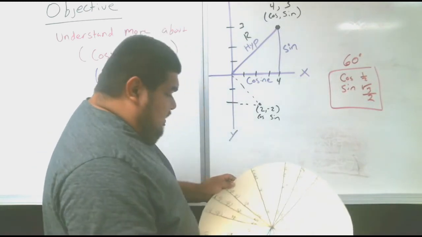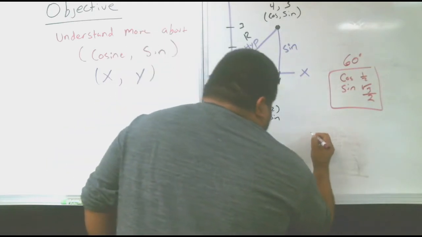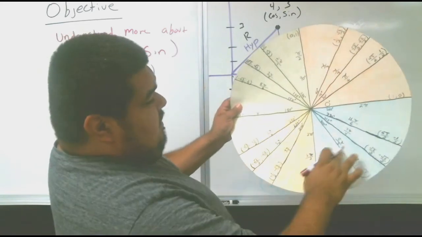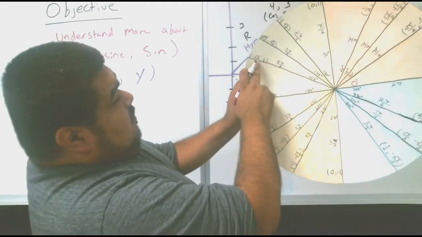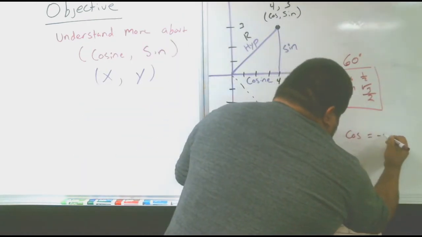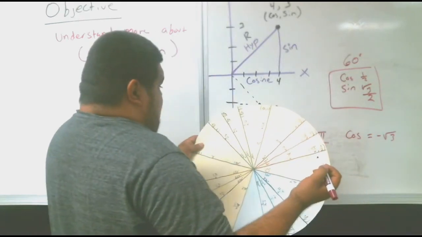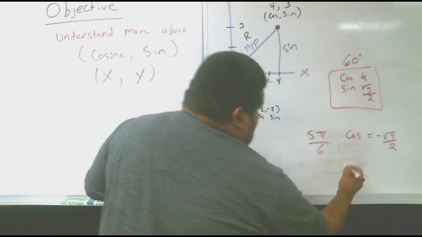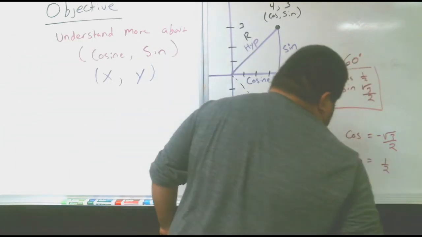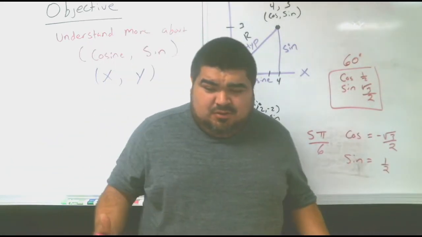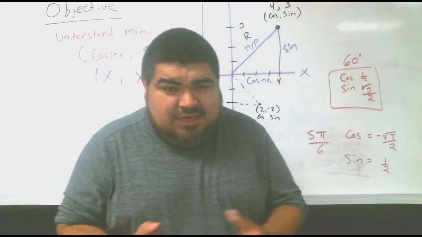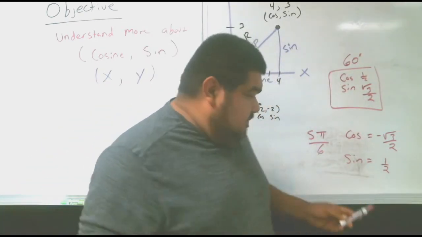What if I were to say, what is the cosine and sine of 5 pi over 6? Again, we will look to see if we have it in here, which we do, 5 pi over 6. We have negative radical of 3 over 2 for cosine, and your sine is 1/2. And that's it. All we're doing is just getting familiar with sine and cosine, just so you guys can know the values and know where they are located.